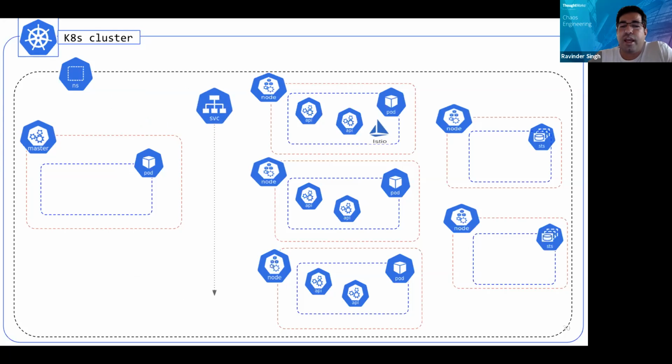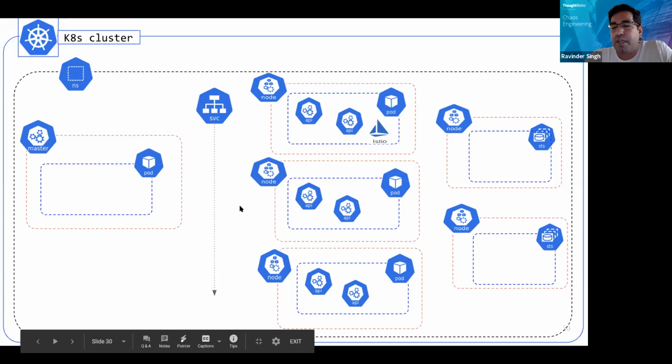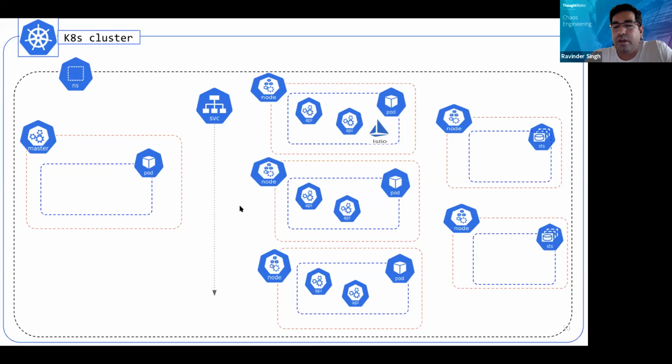And finally, you will have some kind of communication or load balancer in place that will ensure better communication, and how exactly you can do the load balancing. So this is the general architecture of how a K8s-based application looks.